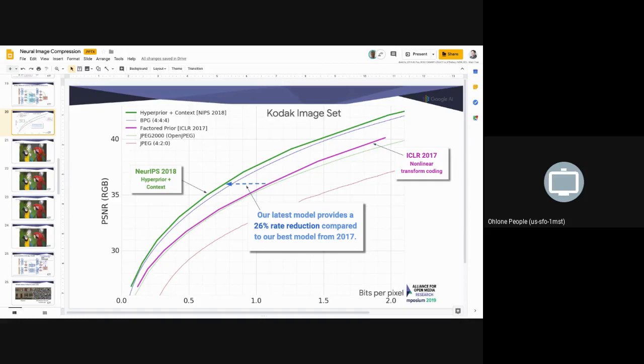So the codec image set is SDR. Have you tried to use HDR material to see what happens? Or animation? No, we haven't. It's on the to-do list.